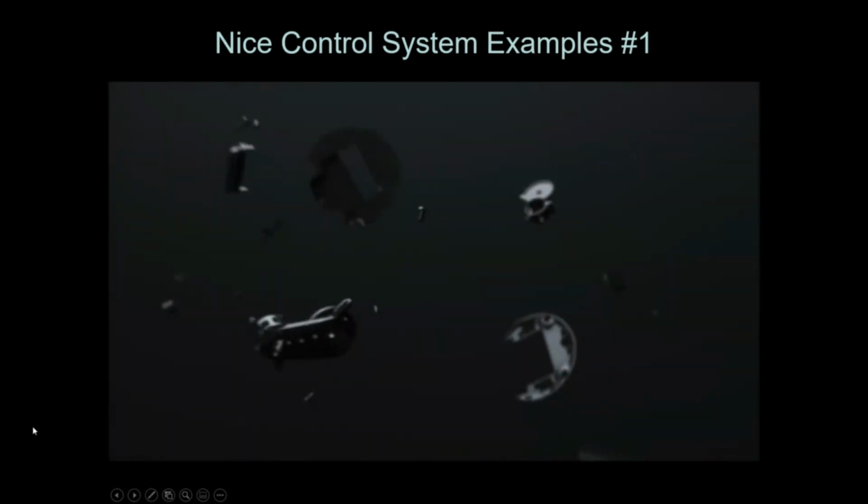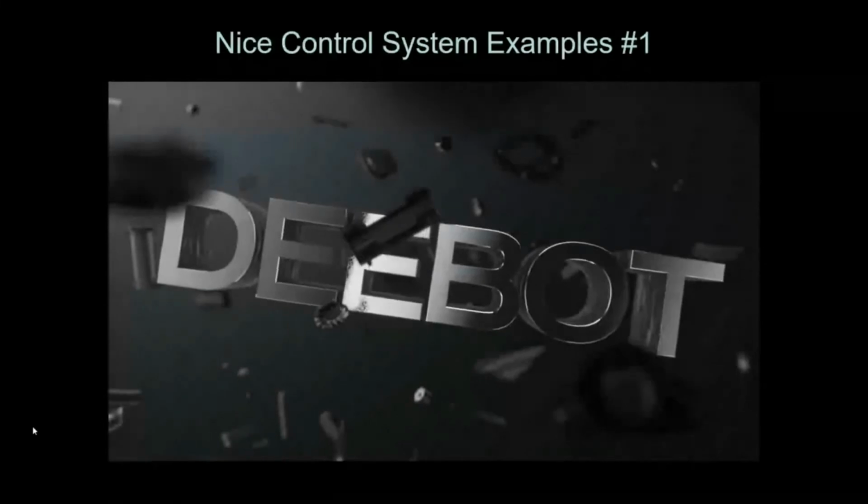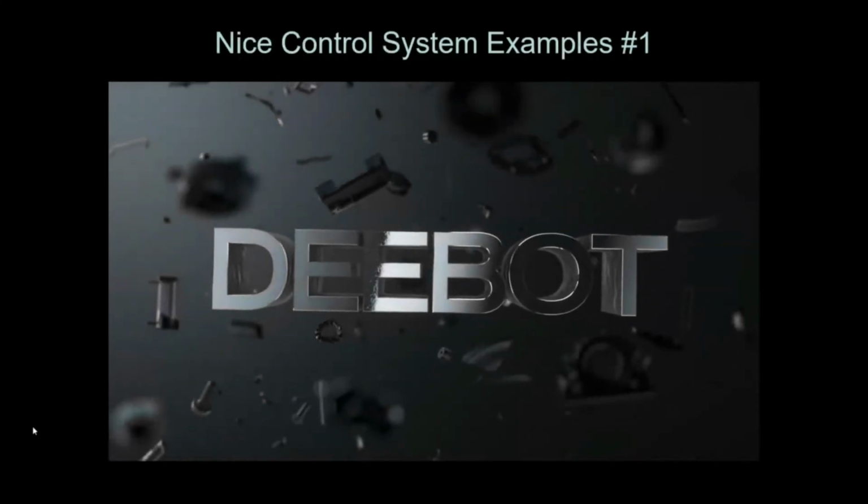It's basically an advert for a robot vac. So here we go. And I like this one because it has a lot of fairly detailed controls in it.